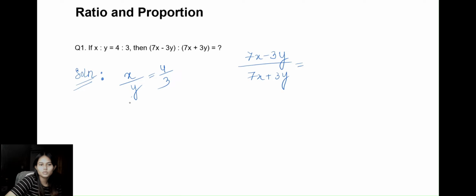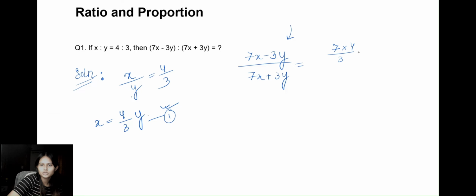So from here, what is convenient to us? If we substitute, right? x equals 4 by 3 y. So if we do this, now we can put this into this. What we'll get? We'll get 7 into 4 by 3 y minus 3y, divided by 7 into 4 by 3 y plus 3y.